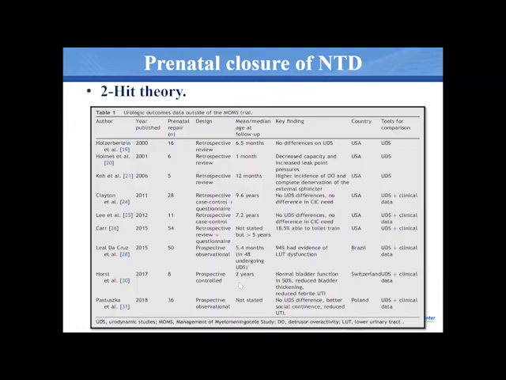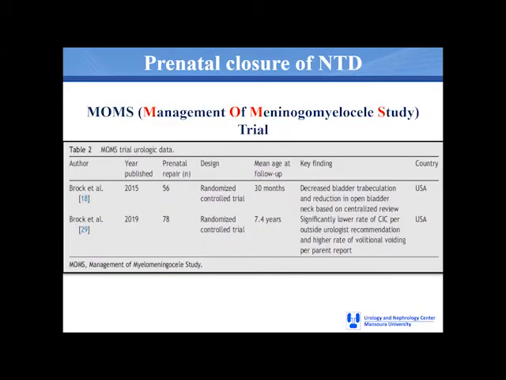But the results were not as promising from the urology standpoint. The urodynamic testing of the groups that had prenatal closure was not much different from those who had postnatal closure, and the rates of using CIC were also similar. These are the results from the MOMS trial, or the Management of Myelomeningocele Study. This is the largest randomized controlled trial we have so far on prenatal closure of MMC, and they reported the urologic outcome in two studies in 2015.